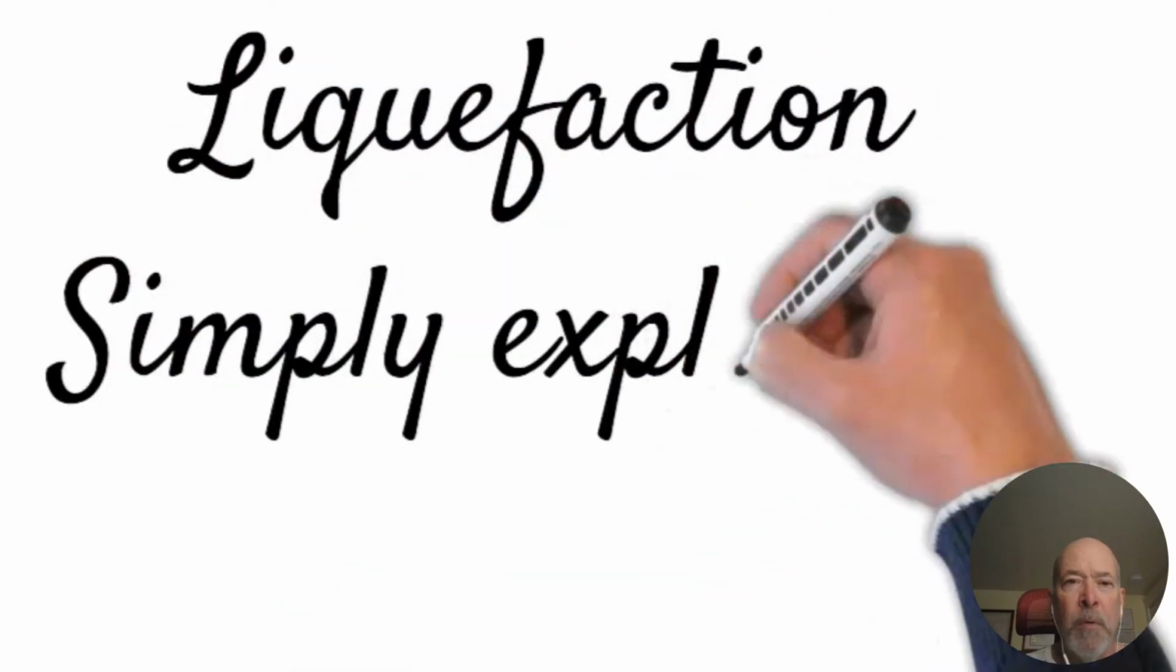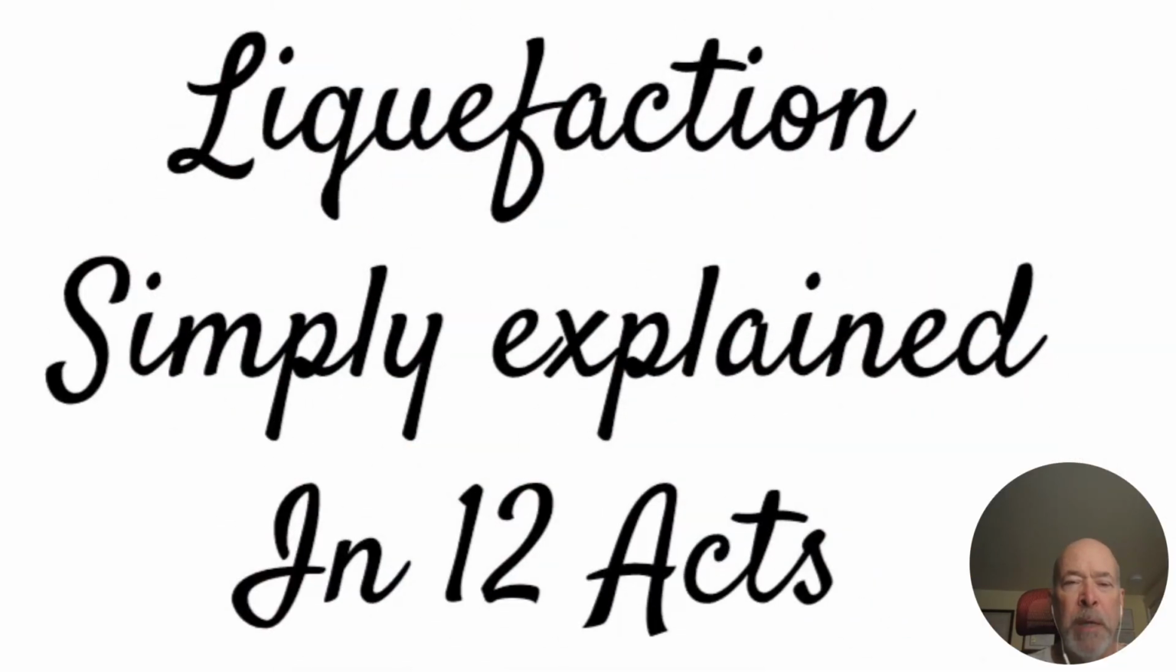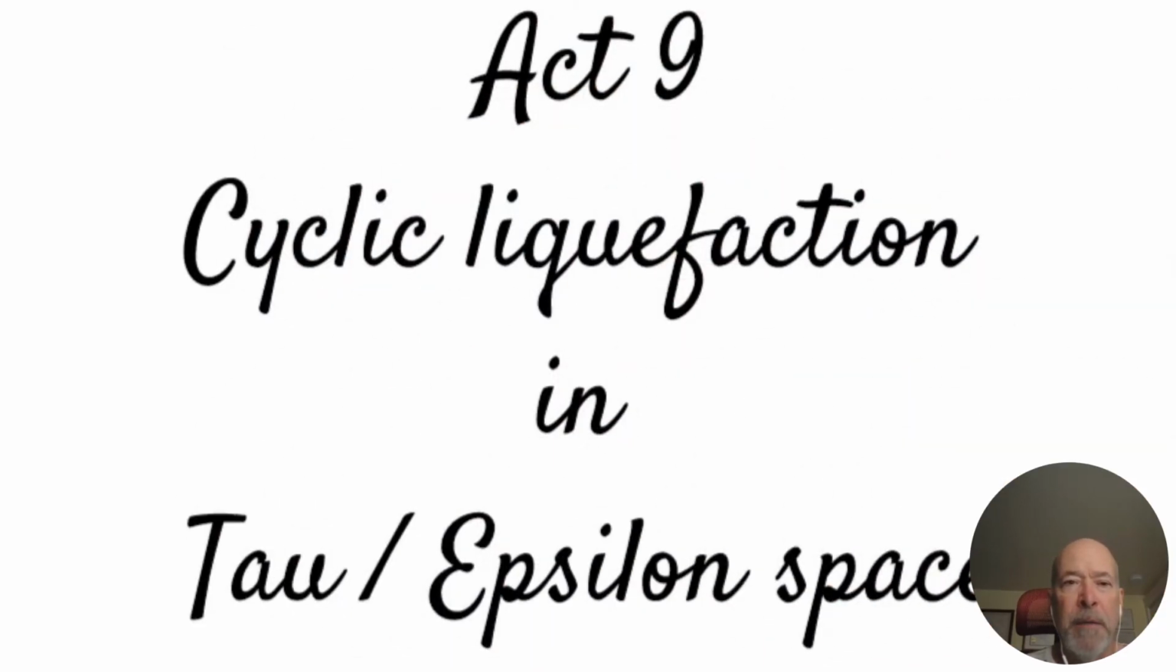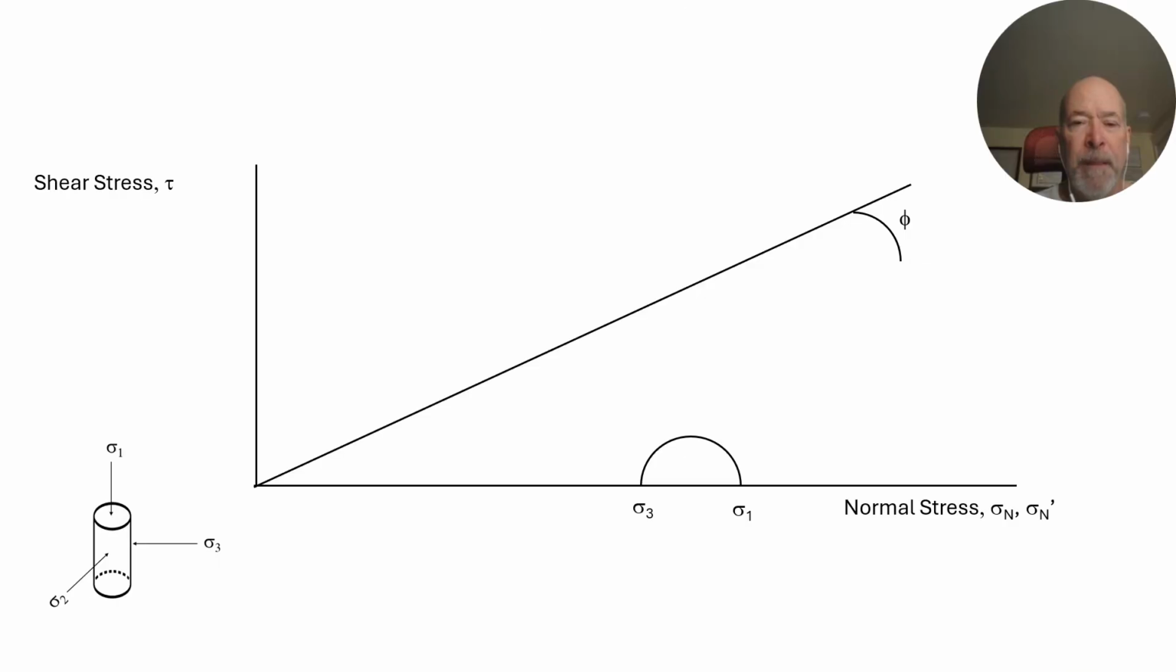We are continuing with liquefaction, simply explained in 12 acts. Getting close to 12 acts now. Act 9, cyclic liquefaction in tau epsilon space. Let's just have a little bit of a review.